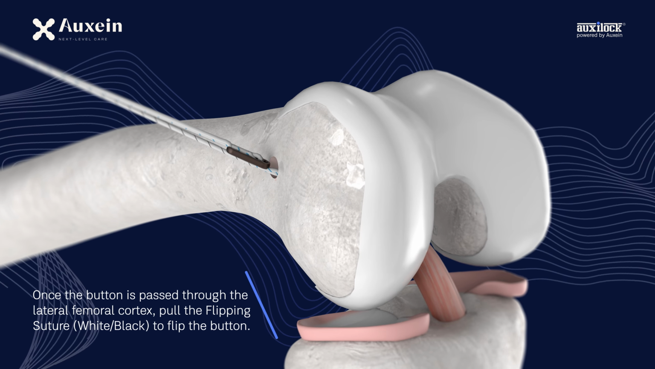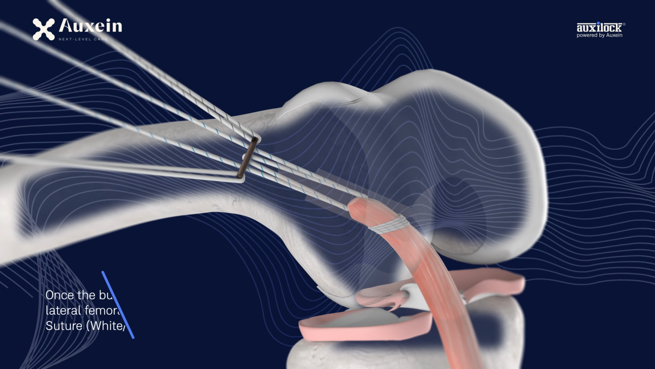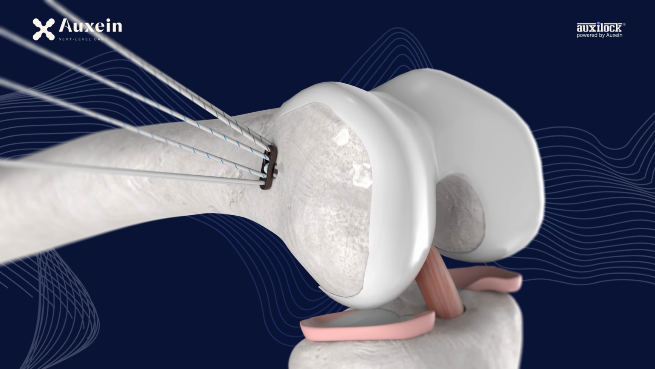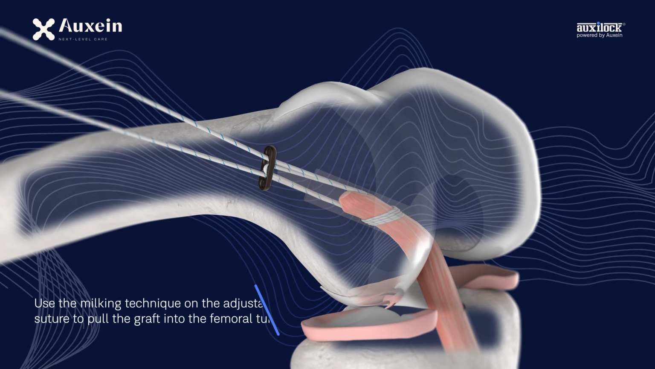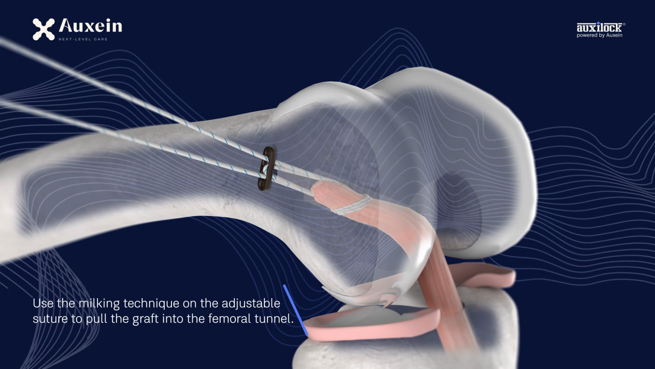Once the button is passed through the lateral femoral cortex, pull the flipping suture to flip the button. Maintain tension at the tibial tunnel through the sutures. Remove both pulling and flipping suture. Use the milking technique on the adjustable suture to pull the graft into the femoral tunnel.